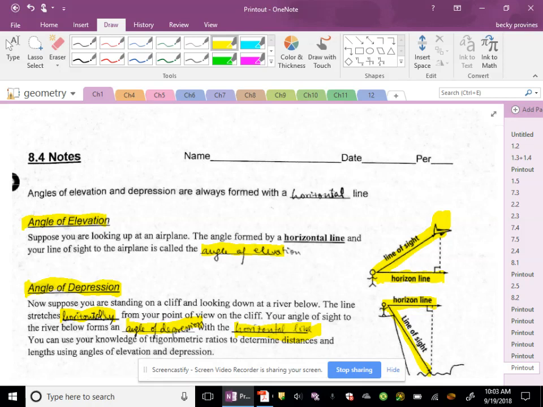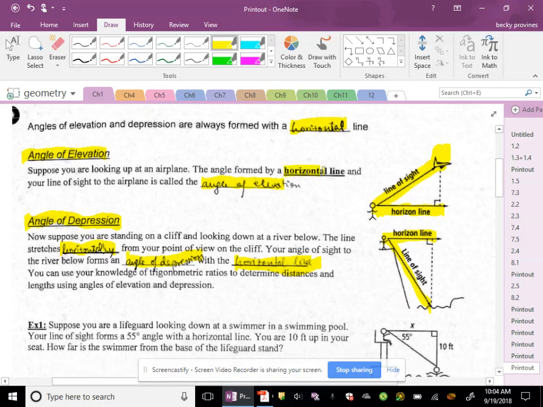So the first thing you need to know is that angles of elevation and angles of depression are always formed with a horizontal line. When you're looking at something, there's a horizontal line that goes straight out from your eye like a laser beam. From there, you're either going to look up at an object or look down at an object. When you look up at an object, you have an angle of elevation. You're looking up. It kind of makes sense. Elevation, it's going up. Angle of depression is when you're looking down at something.